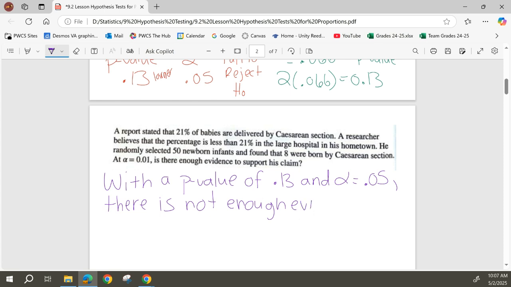And these are all the things I'm looking for when you're showing me that you know how to do this. I'm looking for that you've identified p and alpha. I'm looking that you told me whether or not there was enough evidence. And then I'm looking that you told me about the context of the problem. Evidence of what?